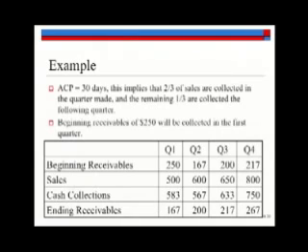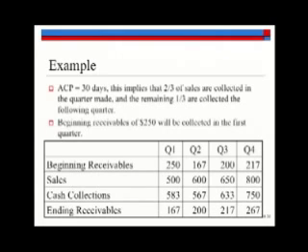So let's start out with the collections. Remember, the average collection period is 30 days, and that implies that 2/3 of our sales are going to be collected this quarter, and the remaining 1/3 are going to be collected next quarter. We started out with receivables of $250. Our sales were $500. We're going to collect 2/3 of that now, plus we're going to receive the $250 from last quarter. So we're going to collect $583 total.